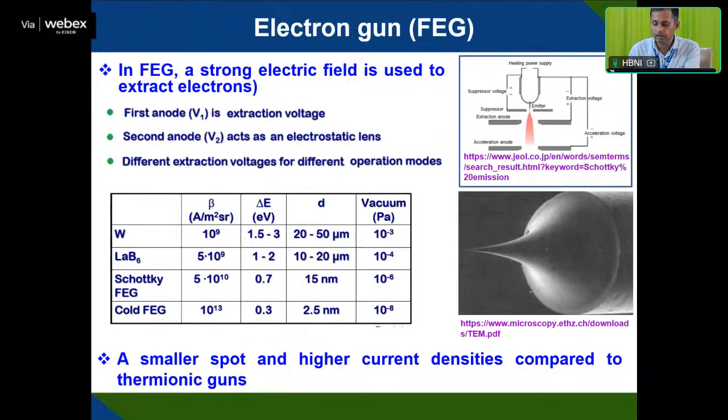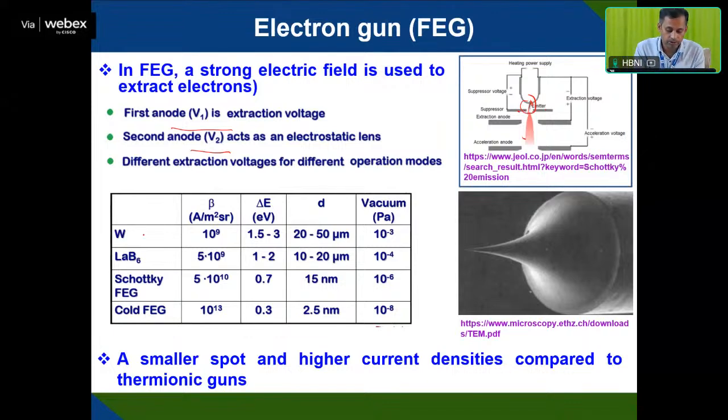And you can see here this is the source from where the electrons are generated. You have a first anode and a second anode V2. So this is the acceleration anode. First, the electron extraction voltage is here. The first electrode will extract the electrons. The second acts as an electrostatic lens, and different extraction voltages for different modes are possible.